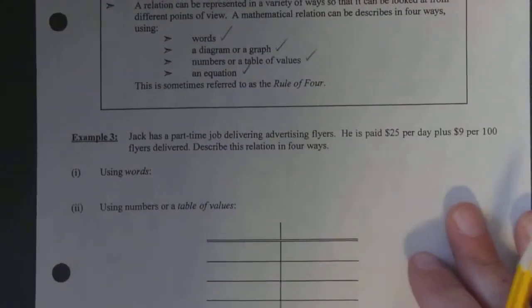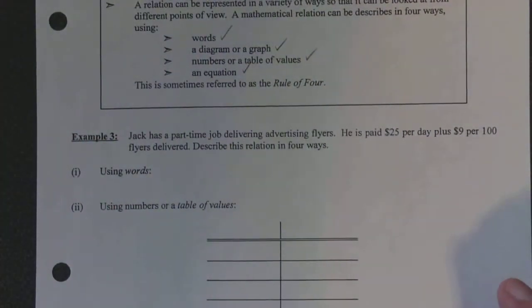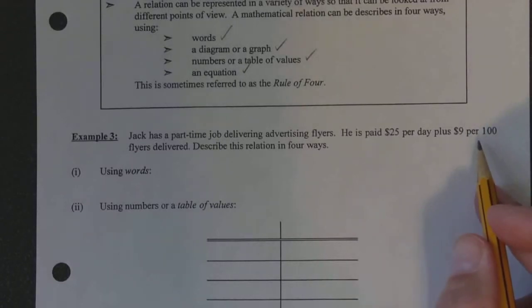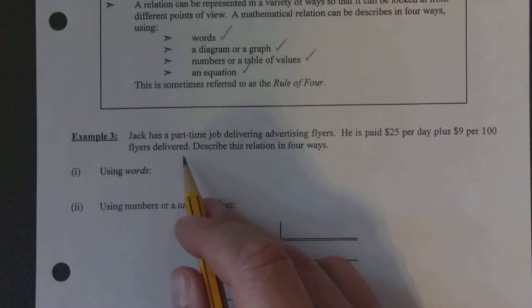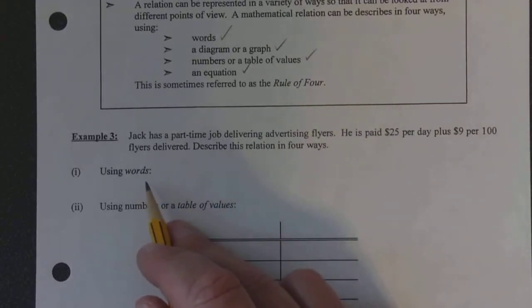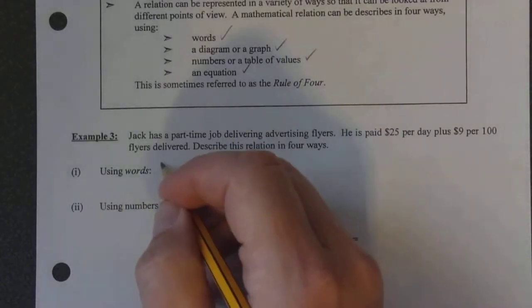Okay? So it says Jack has a part-time job delivering flyers, advertising flyers. He's paid $25 per day plus $9 per 100 flyers he delivers. Describe this relation in 4 ways. So the first way is words.